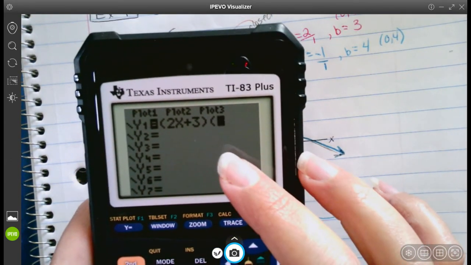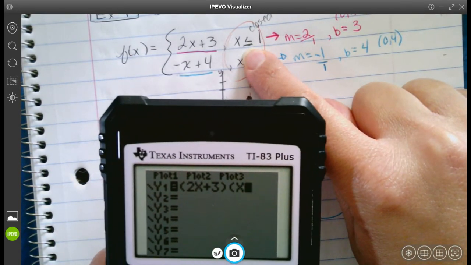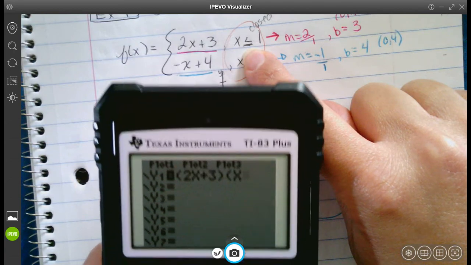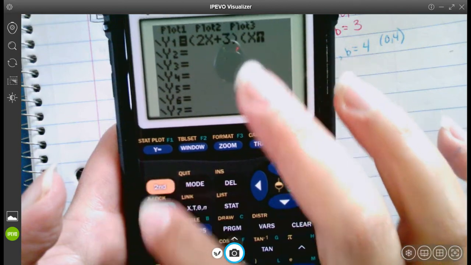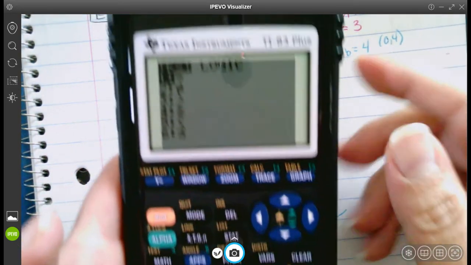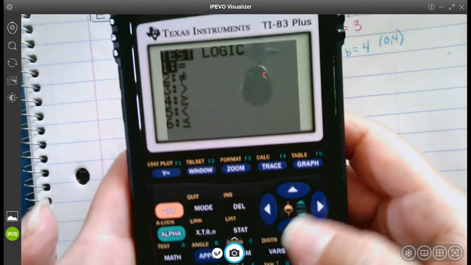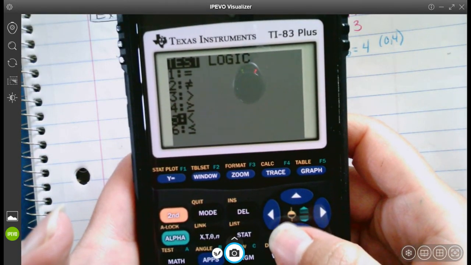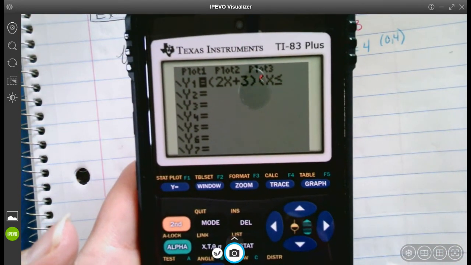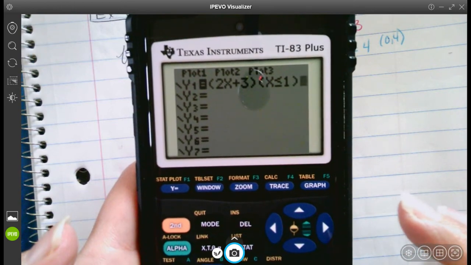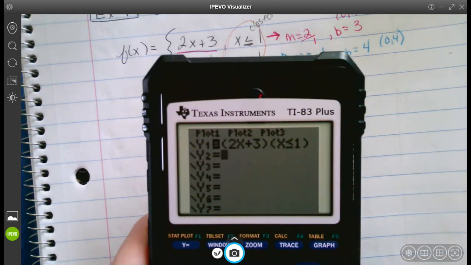And then I'm going to pick my x. And for this symbol, we're going to do second math, where it says test, that little yellow test. So second math, and there are my symbols. So that one is, let's see, what was it, less than or equal to? So we're going to go down to less than or equal to, enter, 1, close the parentheses. So now this looks like what I had here.